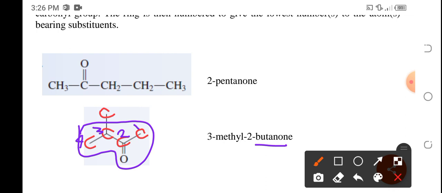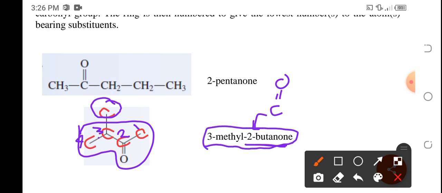So what is not included in the 2-butanone? That 2 represents the position of the carbonyl carbon. Okay? Yang 2 na yan. And then, anong pang hindi na pangalanan? Itong methyl group. And it was attached on carbon number 3. So therefore, this is 3-methyl-2-butanone.